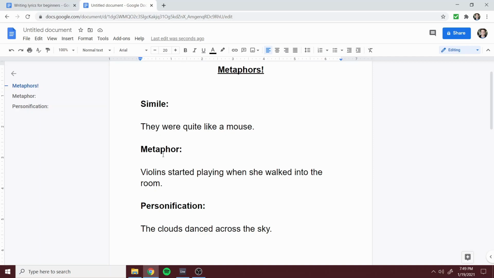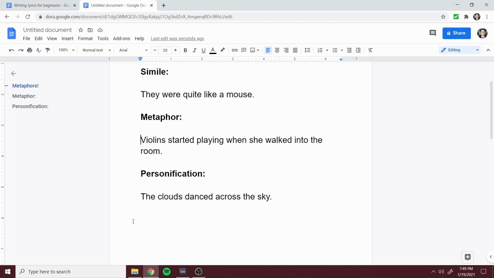And so a metaphor is saying that something is happening, like "violins started playing when she walked into the room." Most likely violins didn't actually start playing. It depends on the context. Like if you hired violinists to play, that would be different, but most likely this would be a proper metaphor.